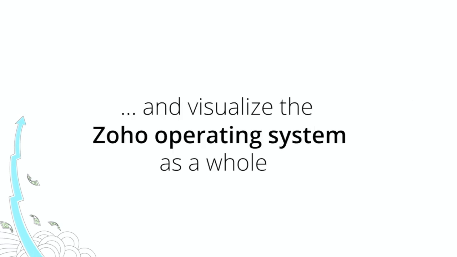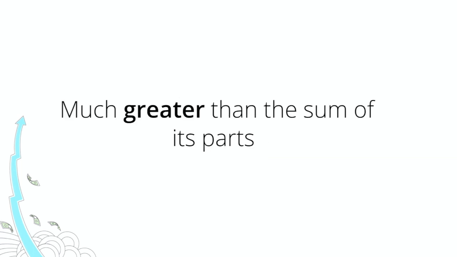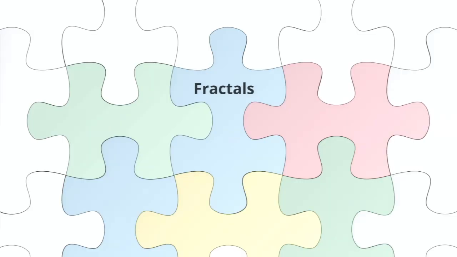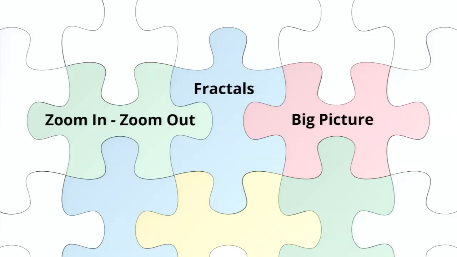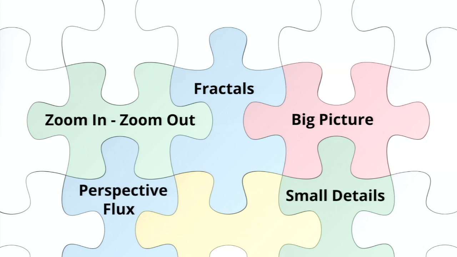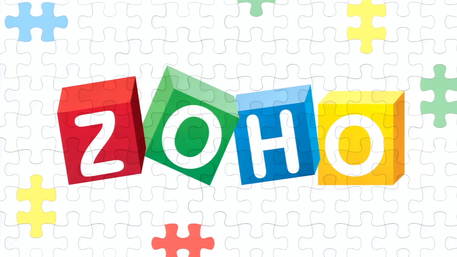And then visualize the whole Zoho operating system. So there are pieces like the email, and then there's the whole operating system, how it flows together. The operating system itself, just like the coastline, is much greater than the sum of the parts. In fact, in effect, it's an ever-expanding dynamic entity. So this is how it looks, in a way. All this zooming in, zooming out, the bigger picture, the details, that dynamic perspective, and the missing pieces that we spot, identify, and then supply. So that's how the whole suite is put together.